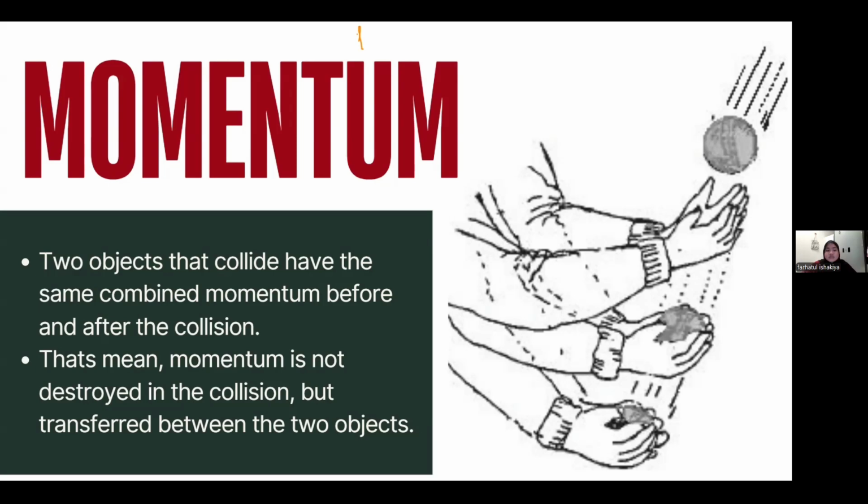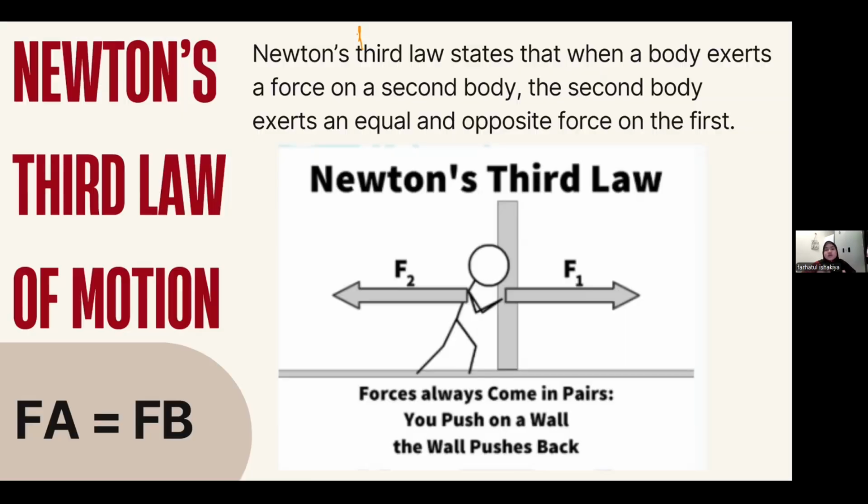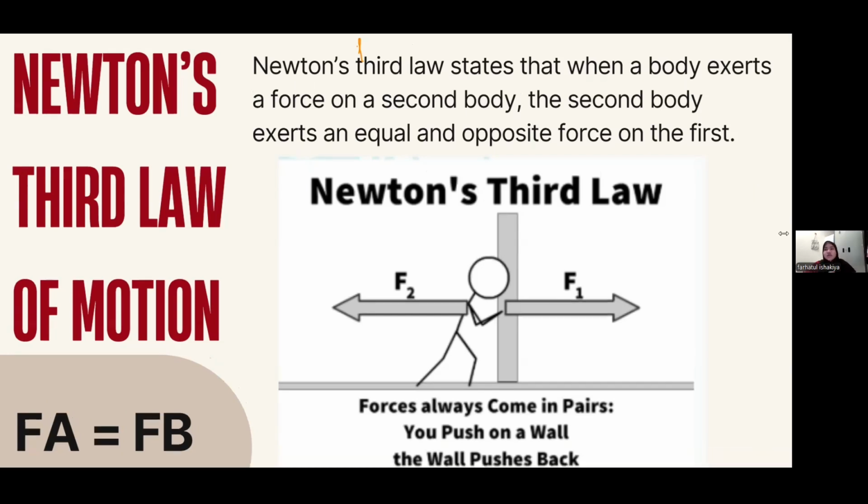Catching a baseball, the momentum from the ball is transferred into your hand, so that all forces acting on a system result in a change of momentum in the system. Before we go into the subtopics, I'm going to explain Newton's third law of motion. Newton's third law states that when a body exerts a force on a second body, the second body exerts an equal and opposite force on the first.